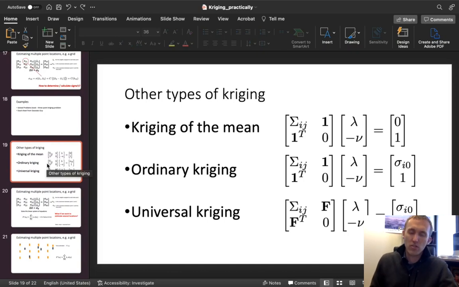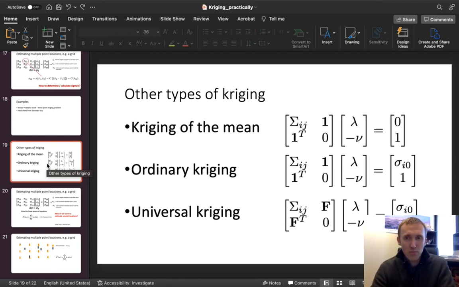Now, we've talked about simple Kriging mainly to this point, but you might be saying, well, I don't always know what my average is going to be. And if I don't know the average, how am I going to do simple Kriging? And that's a great question. It's a question that motivates us to talk about other types of Kriging.